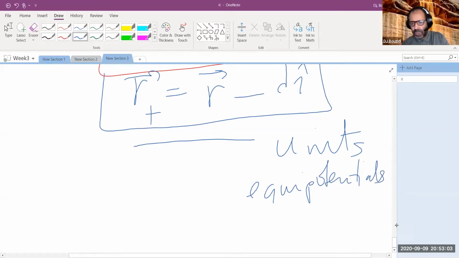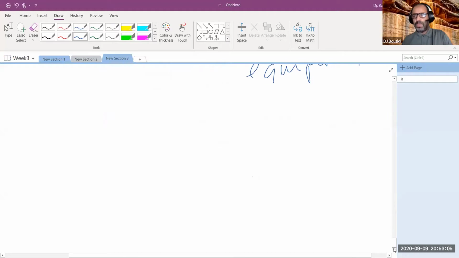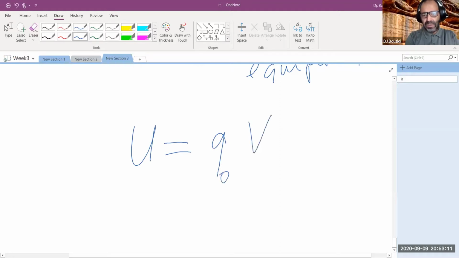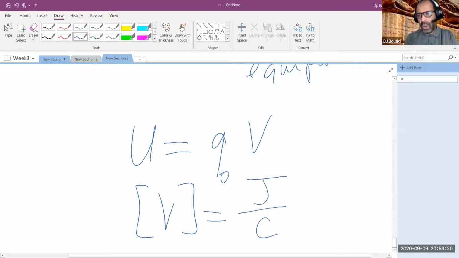The units, first of all. Again, it should be easy from the definition of the electric field. The potential energy is equal to the charge Q naught times V. So the unit for the potential, the electric potential, is the unit for the energy, which is joule per coulomb.